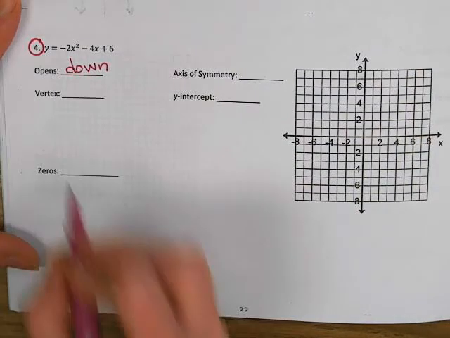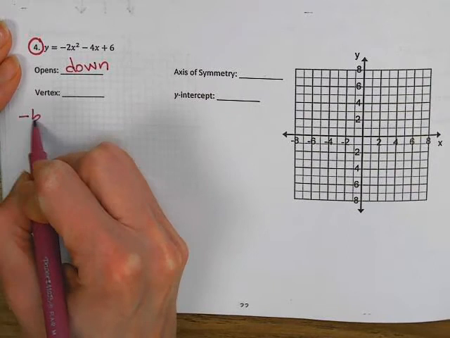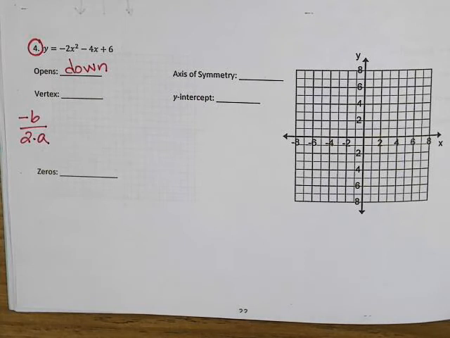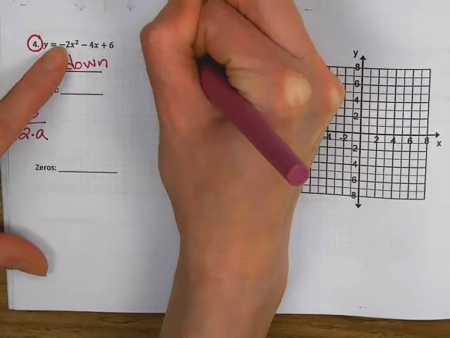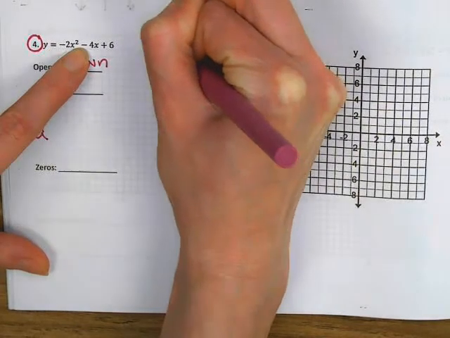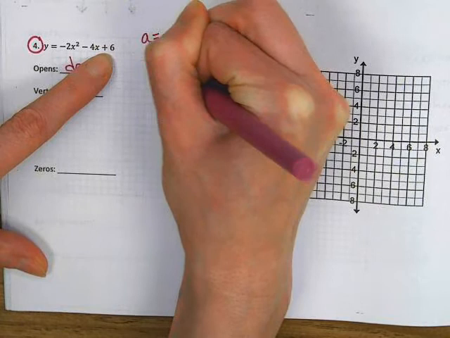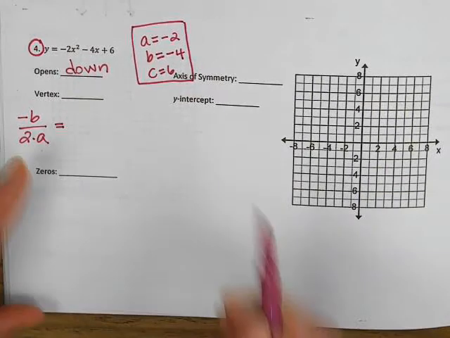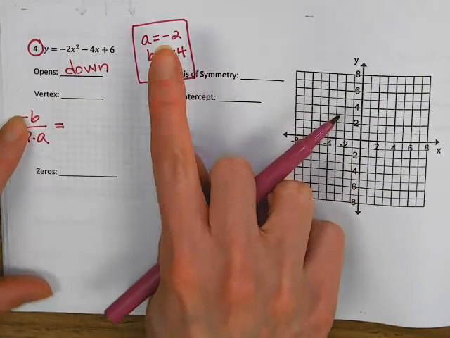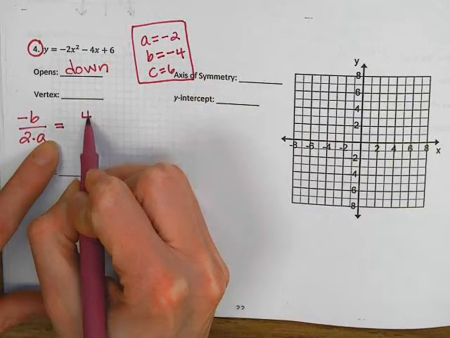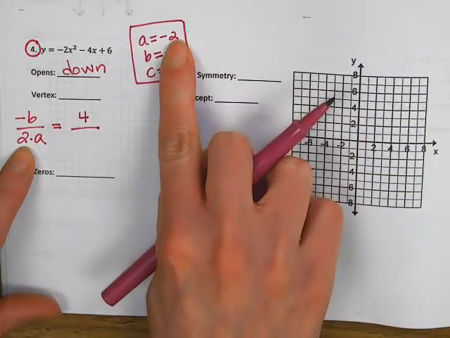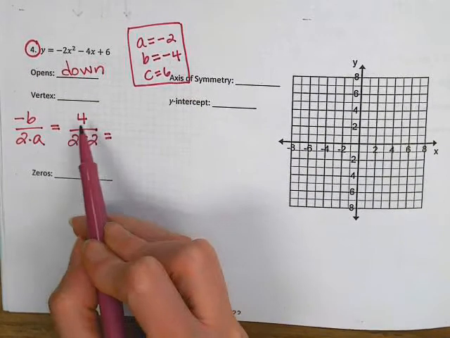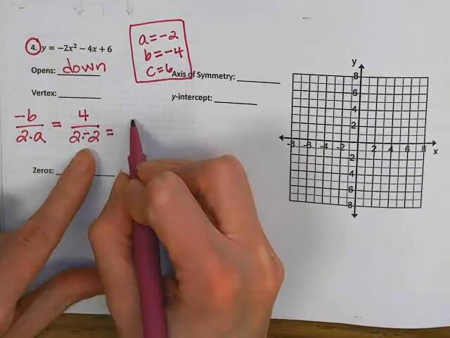All right, let's find the vertex. So vertex, you have to do that formula: negative b over 2 times a. So let's make our list of what a, b, and c are. So a is negative 2, b is negative 4, and c is 6. All right, so go ahead and calculate the vertex. Negative b, so a negative 4 is a positive 4. And then 2 times a is negative 2. So 2 times negative 2. So if you work that out, 4 divided by negative 4 is negative 1.